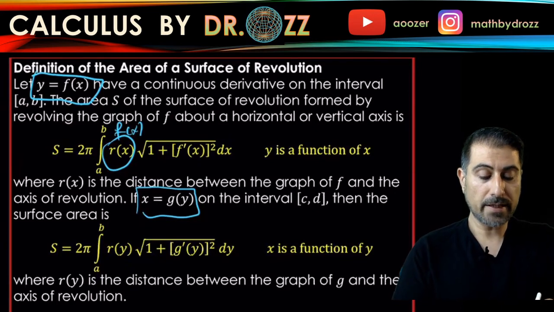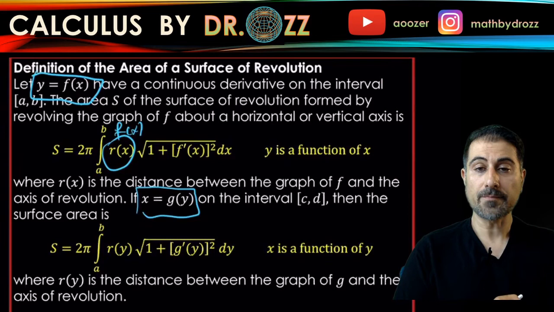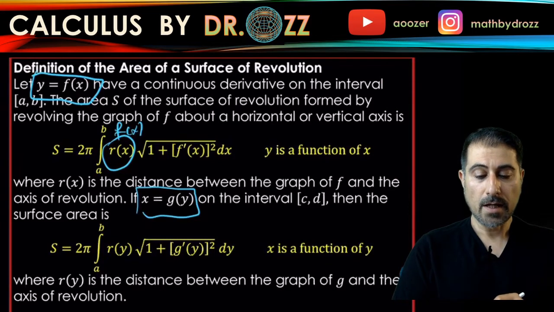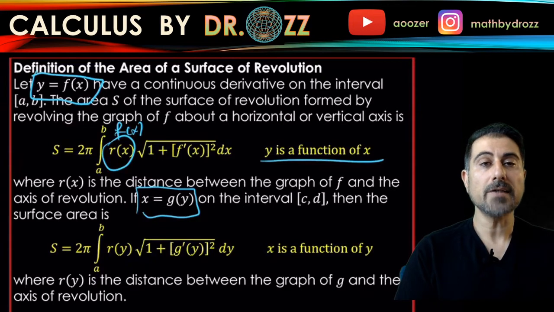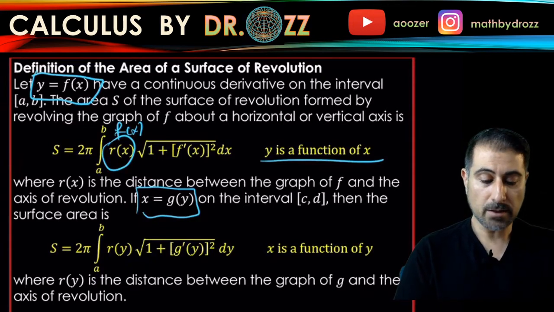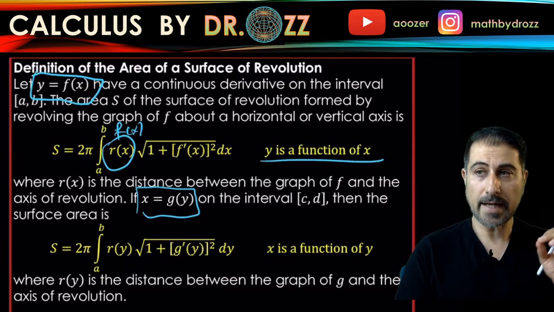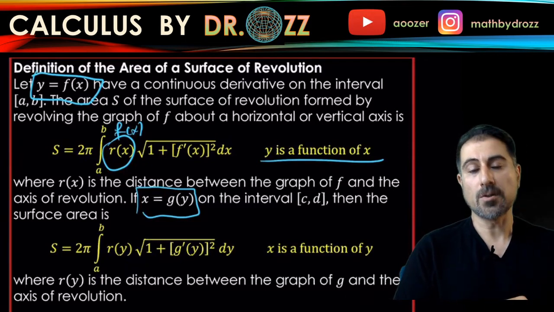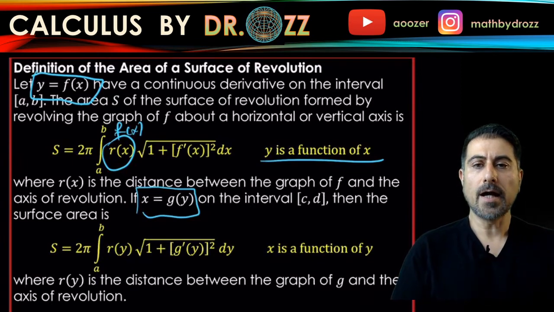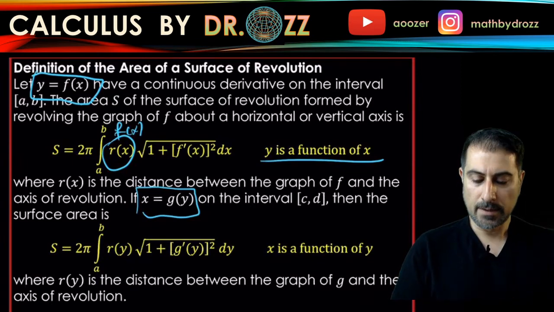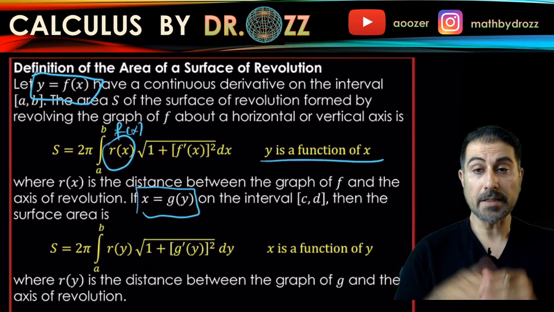So here again, y is a function of x. And in our case, y is in fact a function of x because the function that we're working with is radical 9 minus x squared, and that is a function of x. So why don't we go ahead and use this formula to calculate the surface area by evaluating this integral.